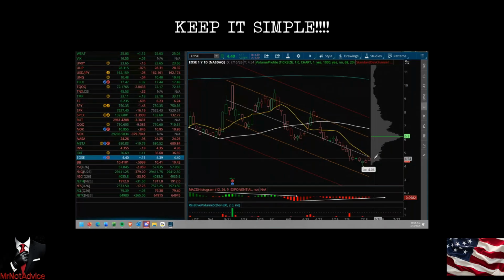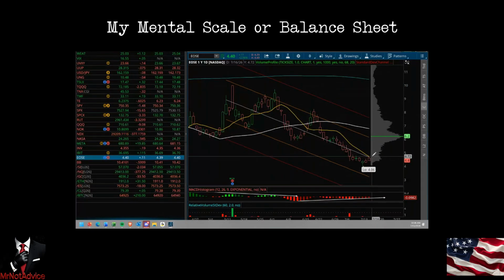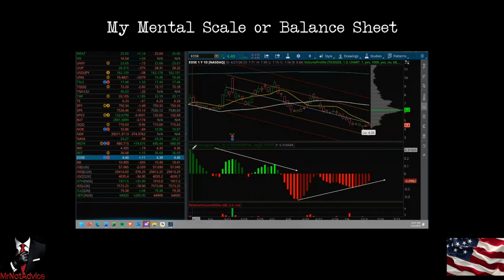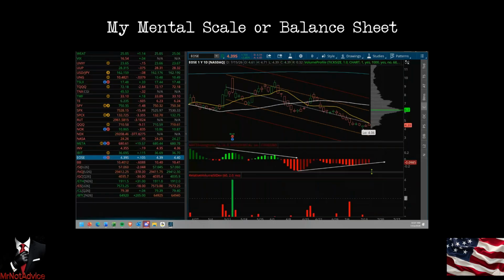Am I above the 200-day? No. Okay, that goes in the negative side. Am I above the 50-day? No, goes in the negative side. Am I going long when the MACD histogram is at a peak? No, that goes in the positive side. Did I experience a relative volume spike? No, neutral, doesn't score either way. I got two minuses and one plus according to my indicators.